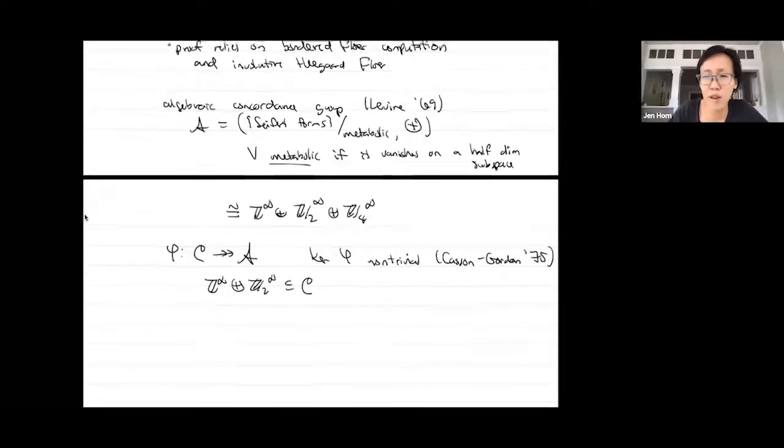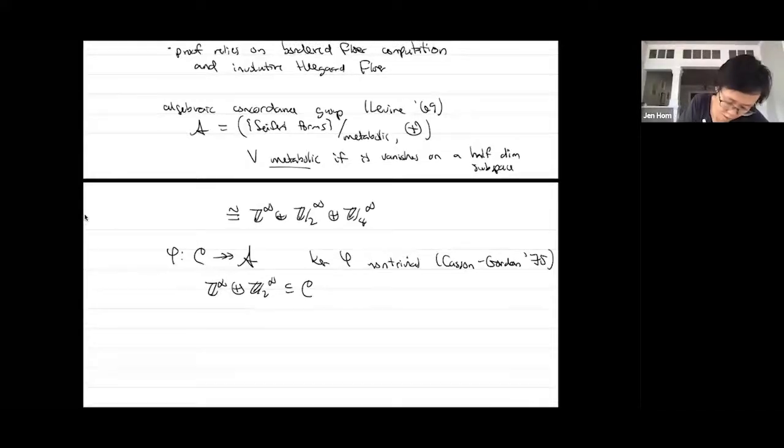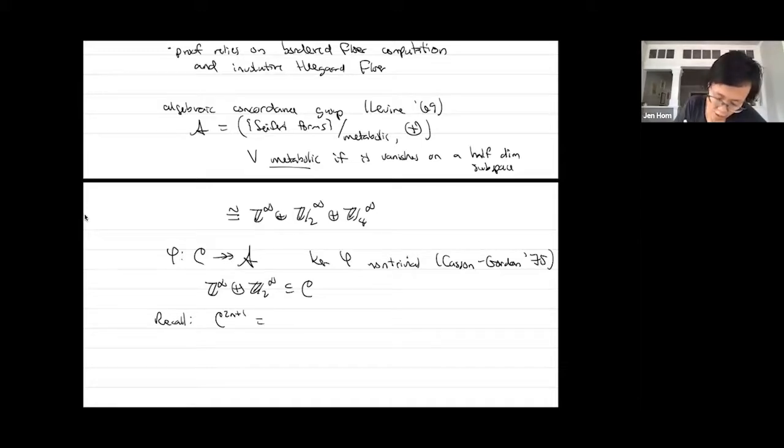You could define everything in a higher dimension. Recall, you can define a higher dimensional concordance group. So this is going to be generated by S^(2n+1)s embedded in S^(2n+3).